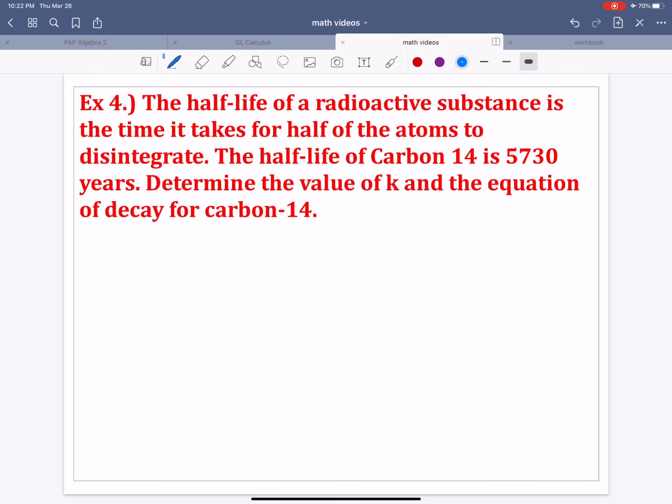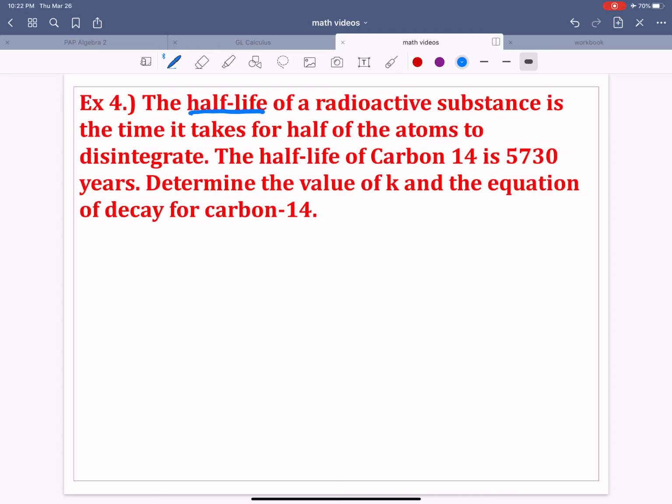Next question. We just have two more, by the way. Two more questions. You're almost there. Example 4, the half-life, underline that, we'll talk about that here in a minute. The half-life of a radioactive substance is the time it takes for half of the atoms to disintegrate. The half-life of carbon-14, very common carbon molecule, is 5,730 years. It says determine the value K of, and the equation of decay for carbon-14.